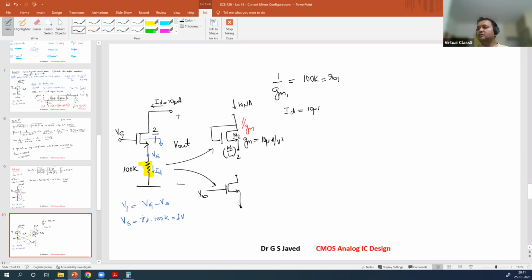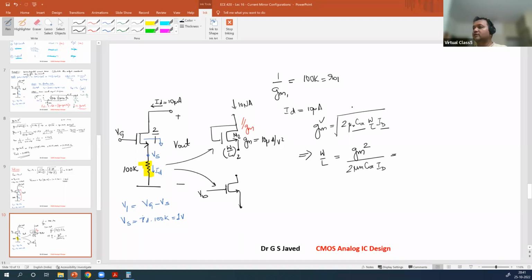What is the W by L ratio? 10 microampere is there. Now you will use GM. The equation for GM is the square root of 2 mu n Cox W over L times ID. GM is known, mu n Cox is known, ID is known. You only need to find W over L. So W over L is given as GM square divided by 2 mu n Cox ID. So what is the GM square given as?